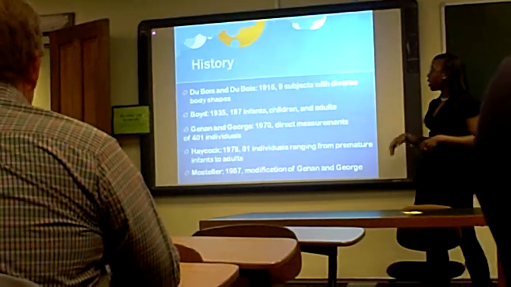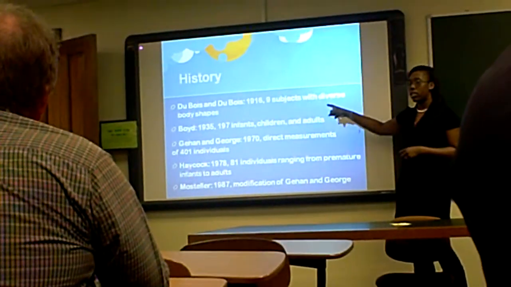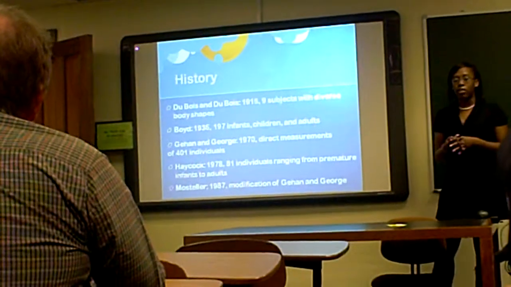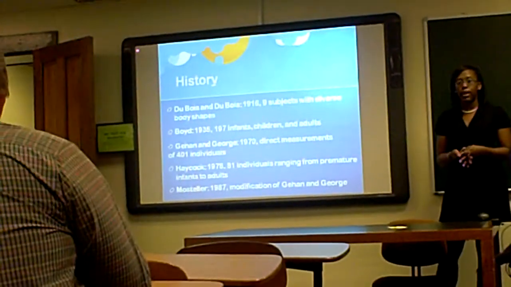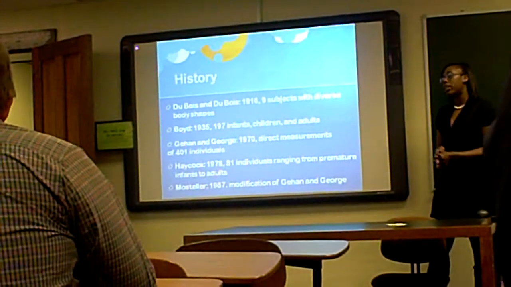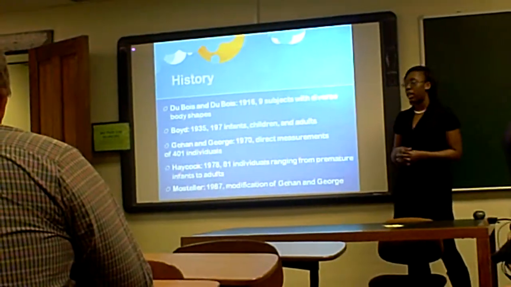In 1916, Dubois and Dubois created the first body surface area formula in the United States. They based their formula off of 9 diverse individuals, but their formula overestimates body surface area in obese people and underestimates in infants by 8%.